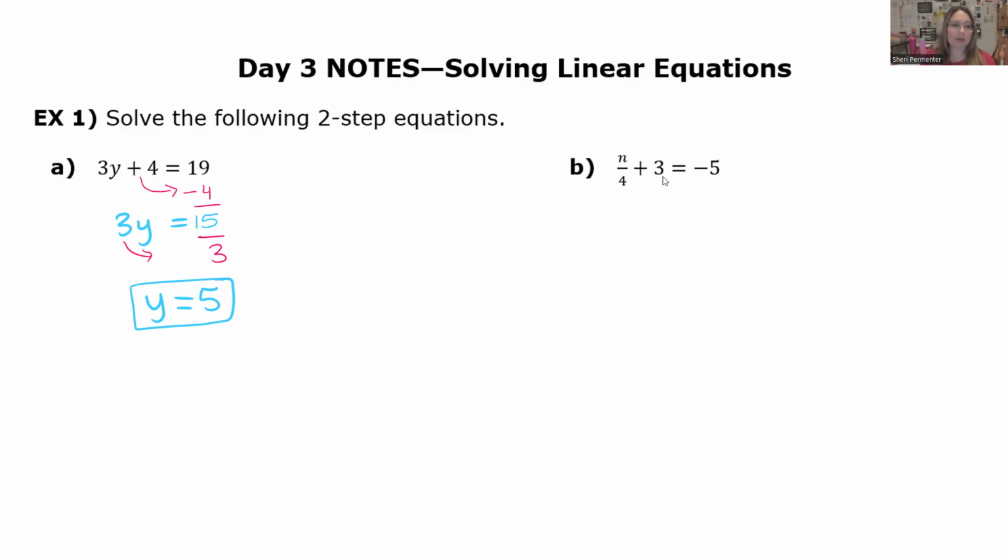Over here, we've got to get rid of addition, subtraction first. So what's the inverse of add 3? Subtract 3. So that means the -5 is getting more negative.